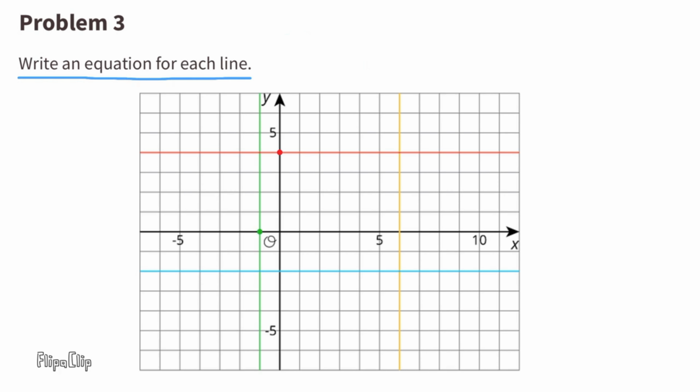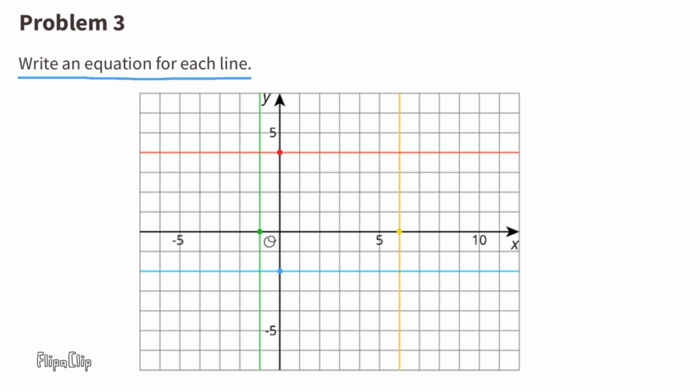Look at the vertical green line. It runs through the x-axis at -1. So x equals -1. Because no matter where you are on this green line, the x value will always be -1. Let's look at the horizontal blue line. The y-intercept is -2. So no matter where you are on the blue line, the y value will always be -2. Y equals -2.